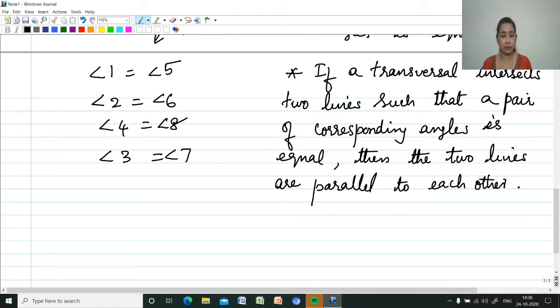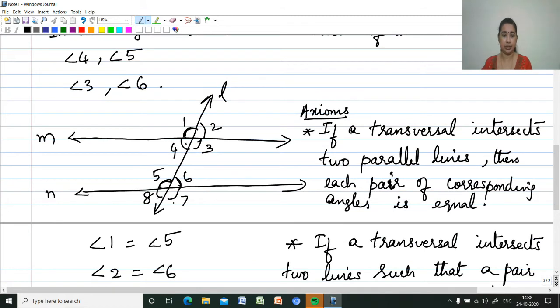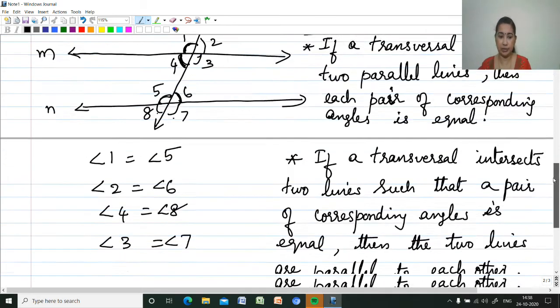Then next one which we have to learn is, if a transversal intersects two parallel lines, here it is intersecting two parallel lines, then each pair of alternate interior angles is equal. Which are the alternate interior angles here? Angle 4 and 6 will be the same. Angle 4 will be equal to angle 6 if those two lines are parallel. So alternate interior angles will be equal.